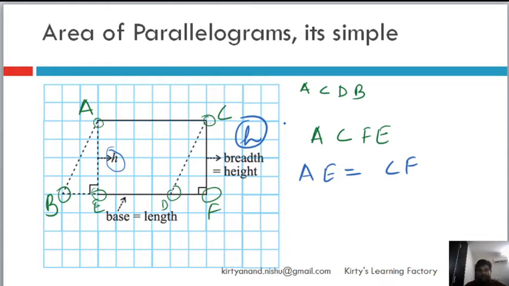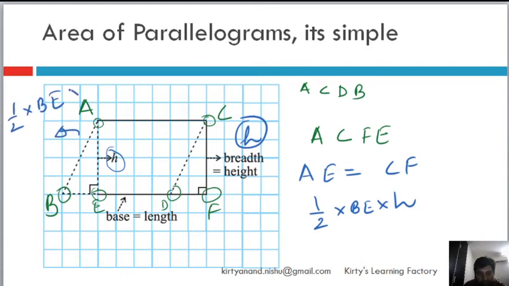Fantastic. Now I see that the area of this triangle is what? Half into BE into height H. That is the area of triangle ABE. So I write it as half into BE into H. Now let me draw another triangle from here to here. Similar 90 degree. Okay.